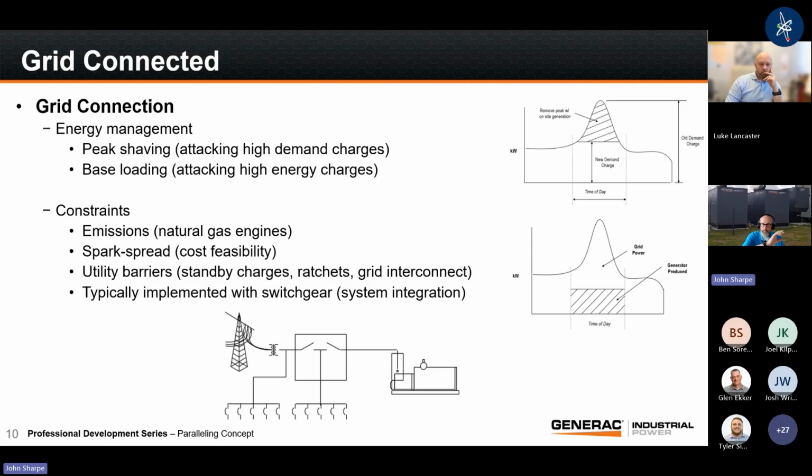You're not going to take the whole thing, but at least if you want to stay at 300, stay at 300, and anything over 300, the generator is going to eat. Okay. Base loading, a little bit of the opposite.